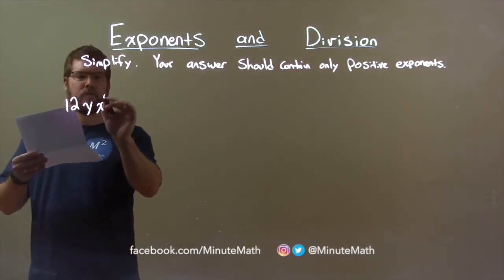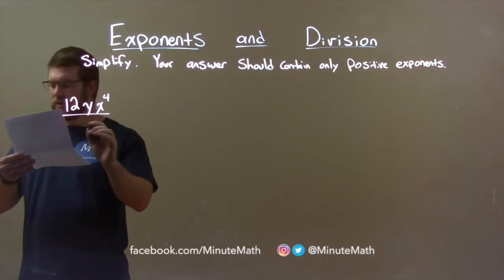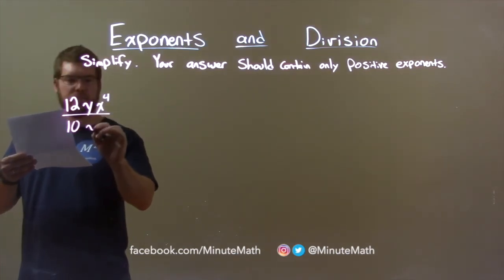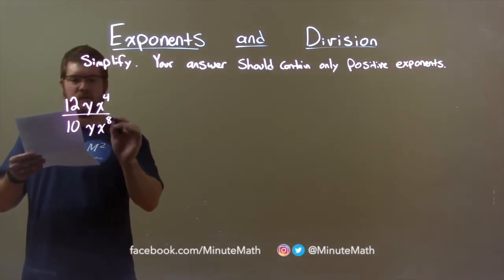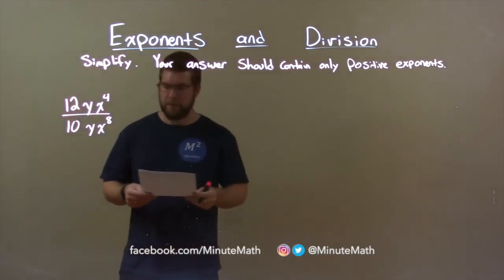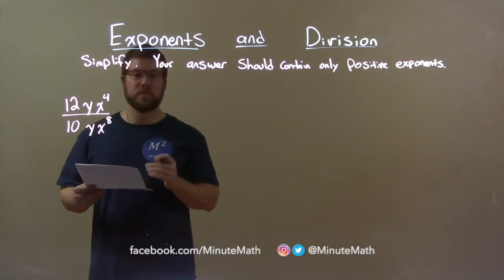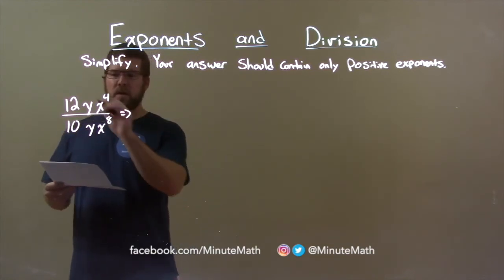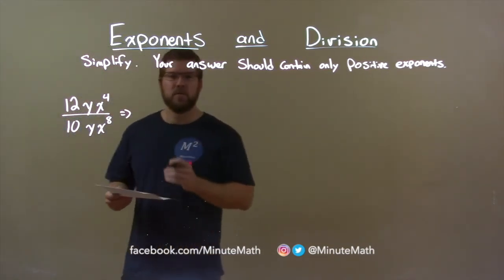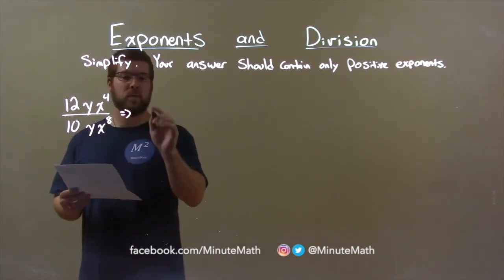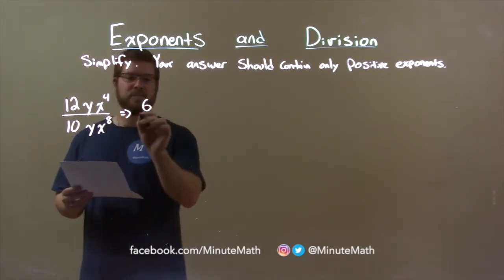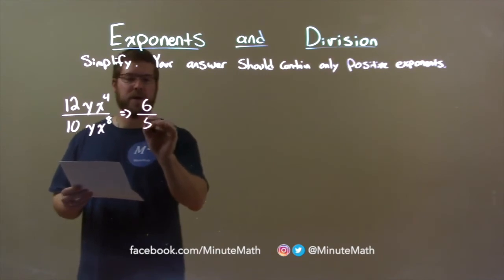12y x to the 4th power over 10y x to the 8th power. Okay? Well, what I want to do first here is look at the coefficients and simplify them. Now 12 over 10, both of those numbers are divisible by 2. 12 divided by 2 is 6, and 10 divided by 2 is 5.